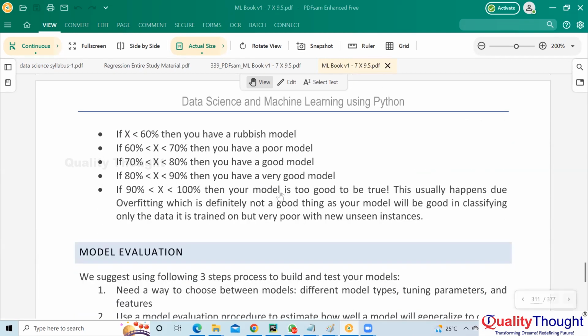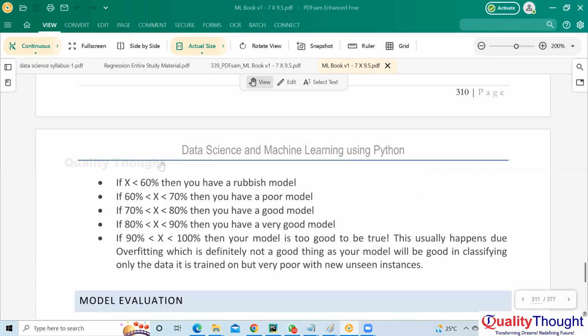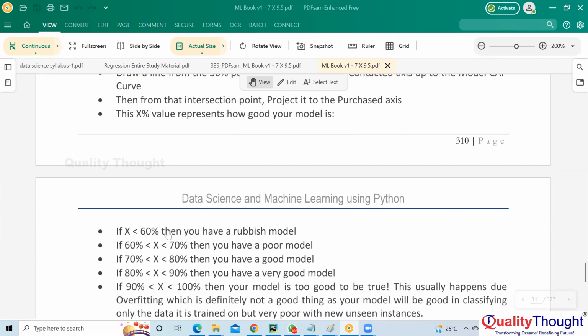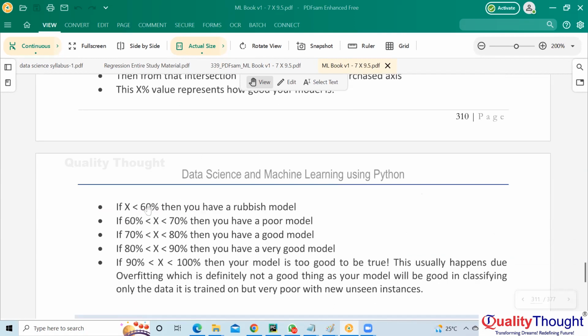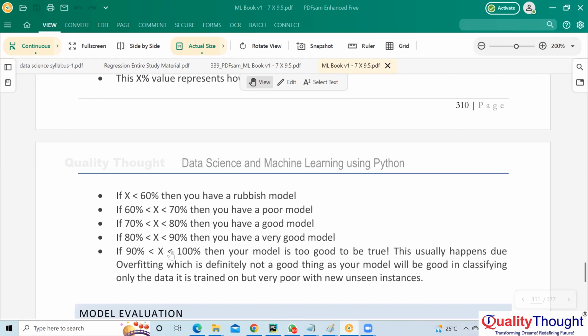Generally, based on the CAP curve, if the area in the graph is less than 60%, we say it is a rubbish model. 60 to 70 is poor, more than 80 is considered good. 100% is impossible. 100% means you became God, right? So if you're getting 90 to 100%, that means too good to be true.